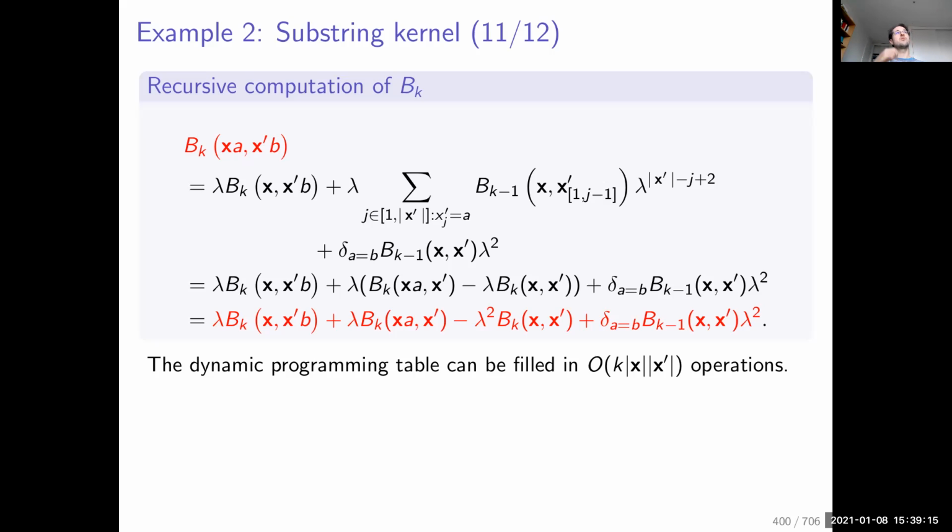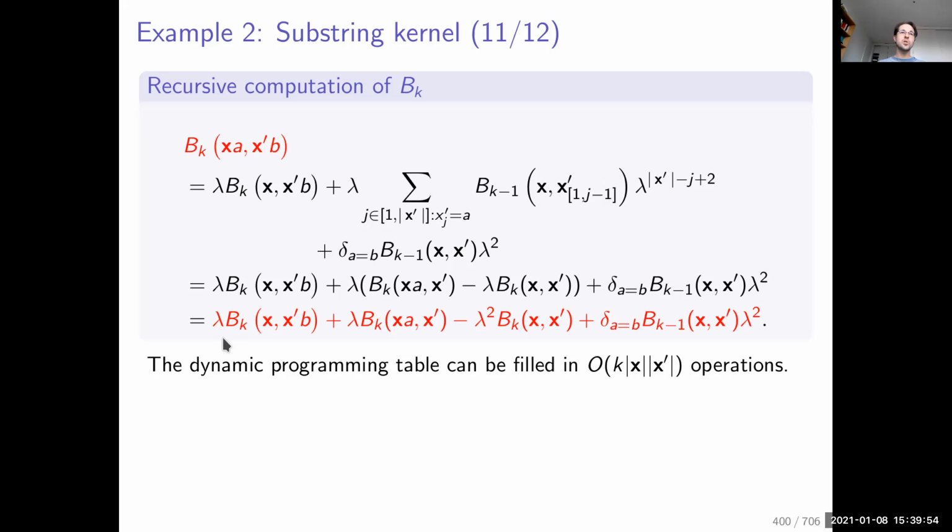And what you want is for each entry, for example, if I consider the entry m and n prime of the table bk, I want to compute bk of the first m characters of x and the first m prime characters of x prime. And I can fill this table recursively, each time with a constant number of operations, if I do that in the right order.